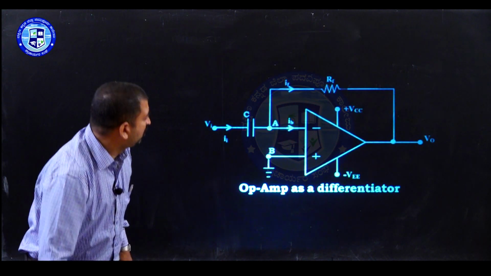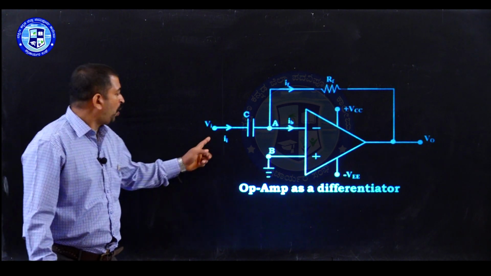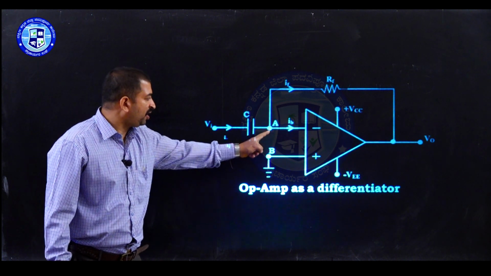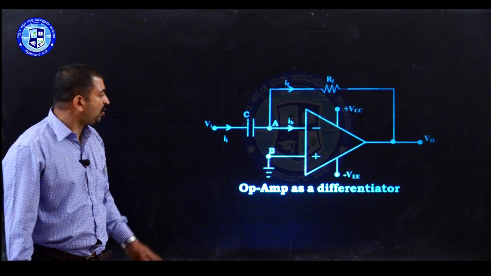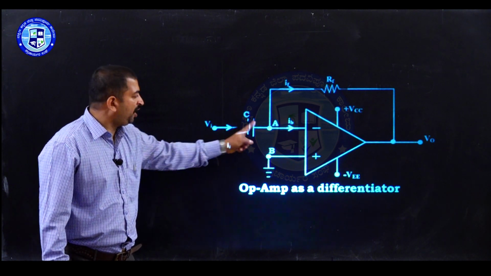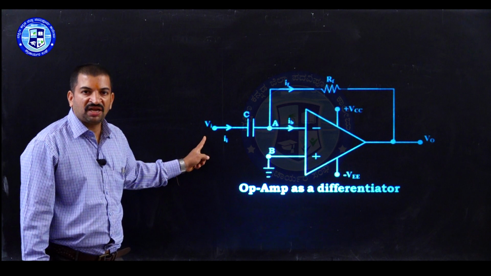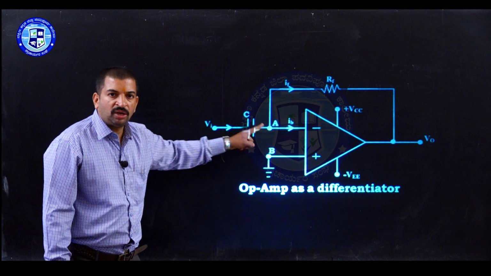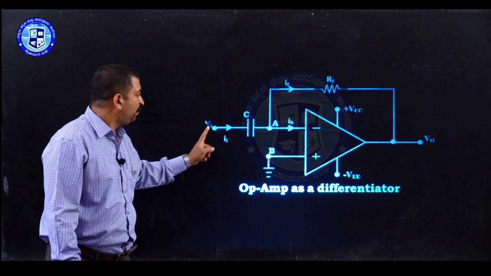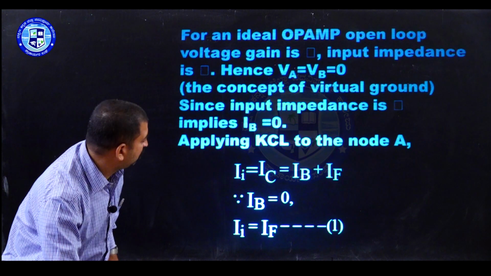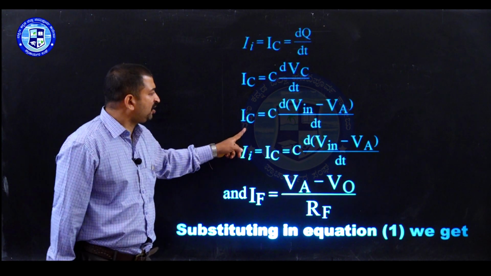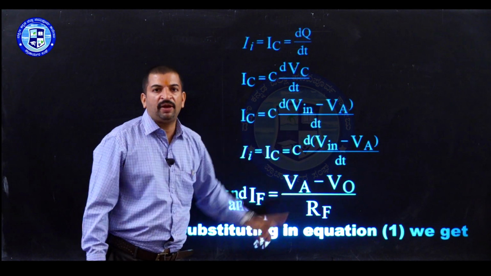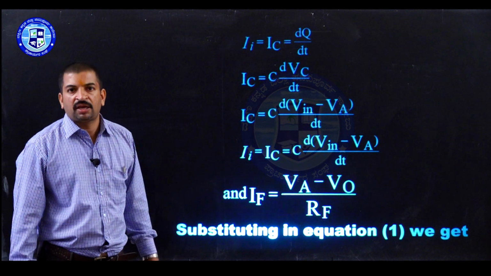Now, let us determine the voltage across a capacitor. One end of the capacitor is connected to the input voltage, the other end is at virtual ground. Voltage across the capacitor is given by the formula Vin minus VA. We will now substitute in this equation: I is equal to C into d by dt of Vin minus VA, where Vin minus VA is the voltage across the capacitor.